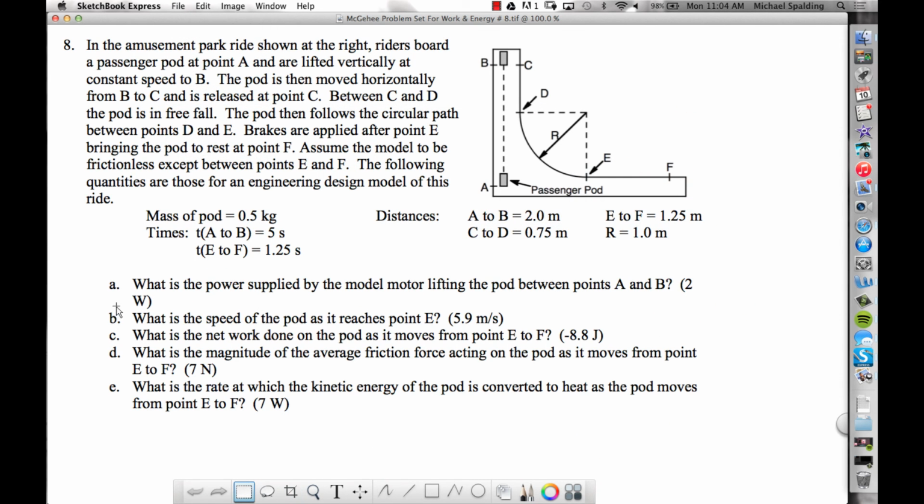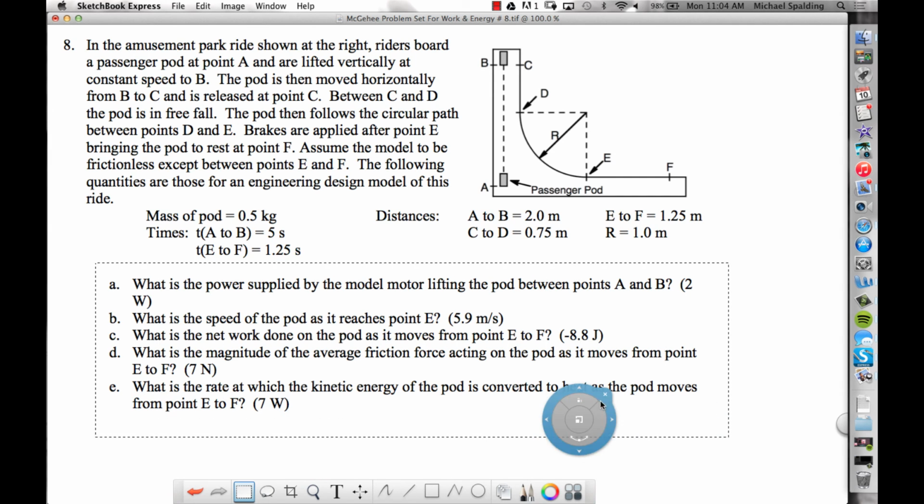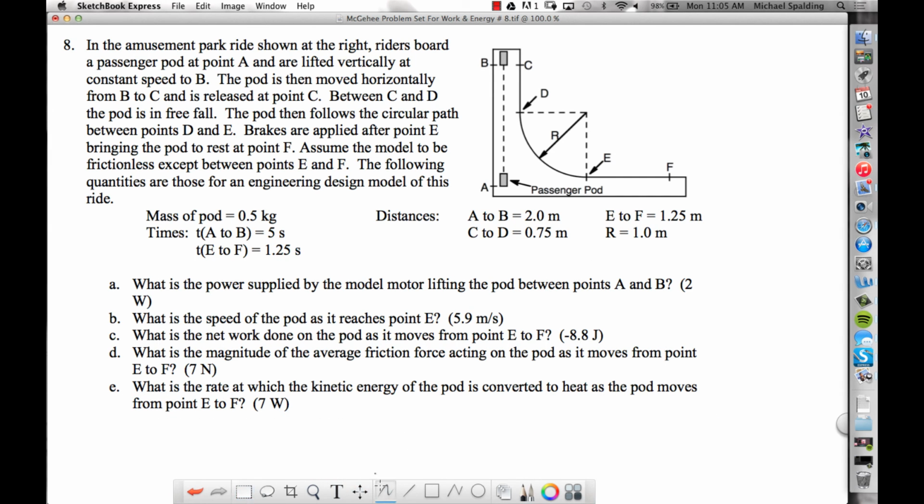All right, then, last question. Oh my goodness, this is like the longest one. The last question, what is the rate? Ooh, you know what, let me leave this for a second. Dude, what are they talking about here? The rate at which kinetic energy is converted to heat.